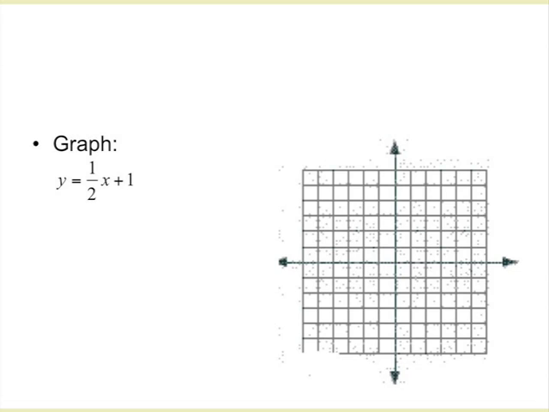Okay, so for the next one, we're going to start by plotting our b value, which is +1 this time. So on the y-axis, I'm going to put a point at +1.